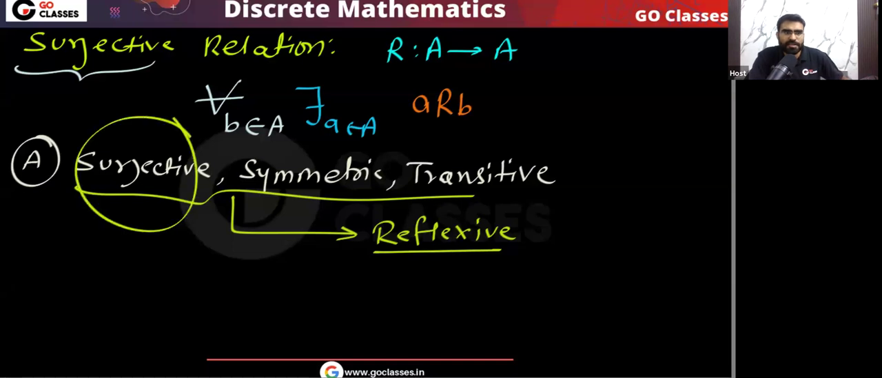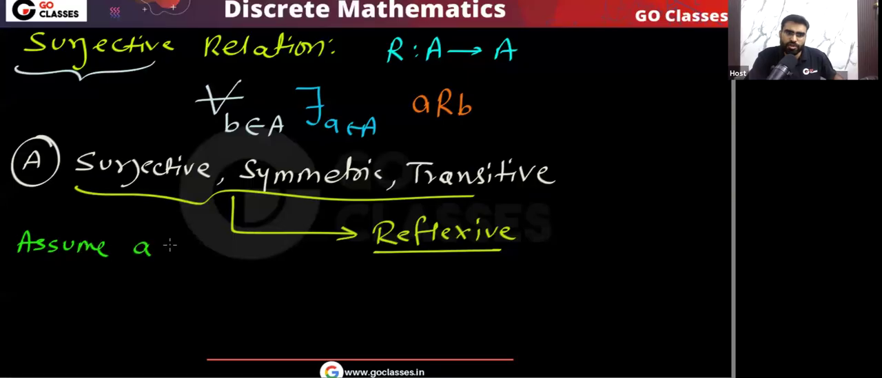See, the question is saying that you have a surjective relation. Let's assume that A is related to A. So you have this element A. Now, surjective means what? That A has a preimage. Yes or no? By surjective, what can I say? I can say that A has a preimage, meaning someone is related to A.